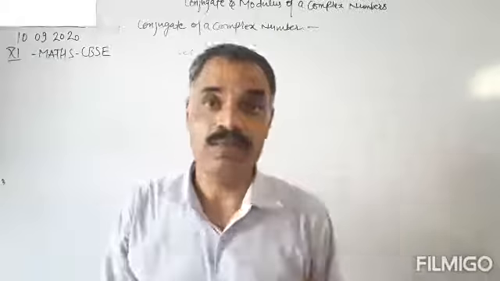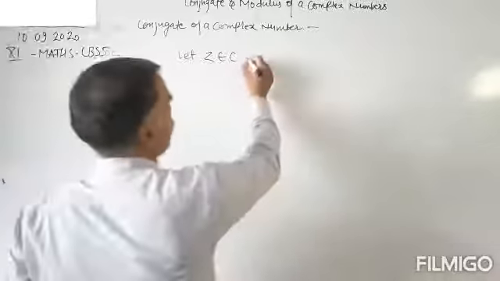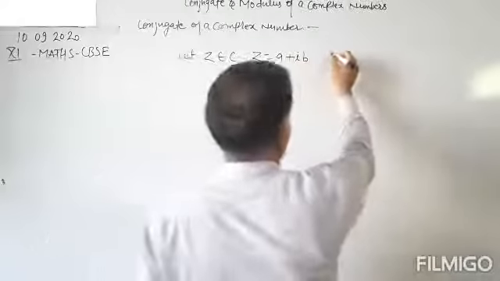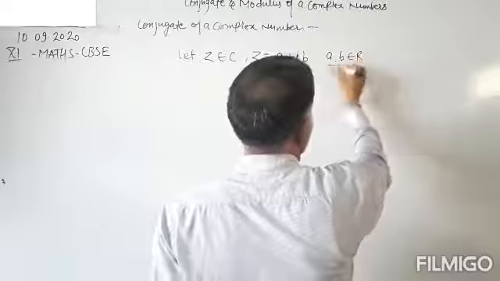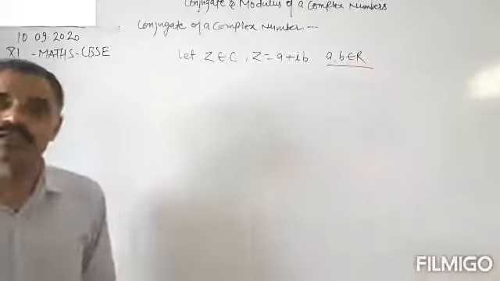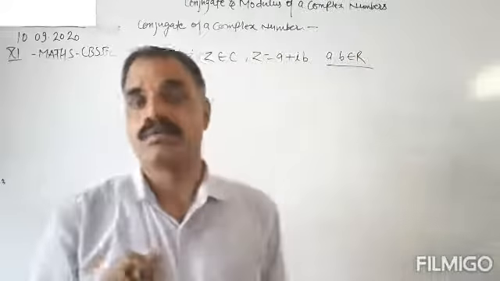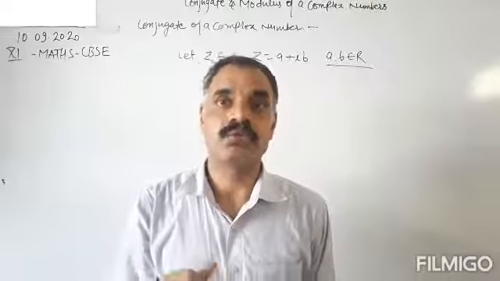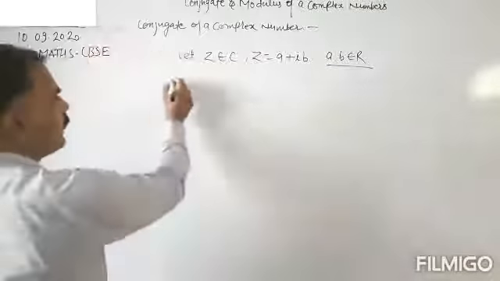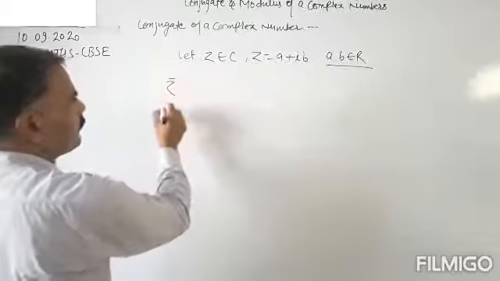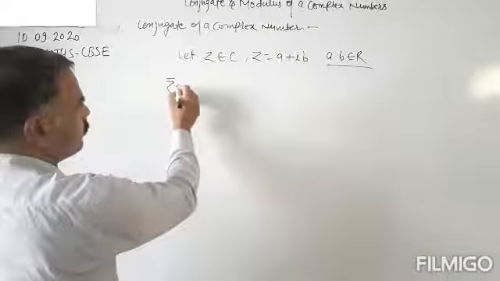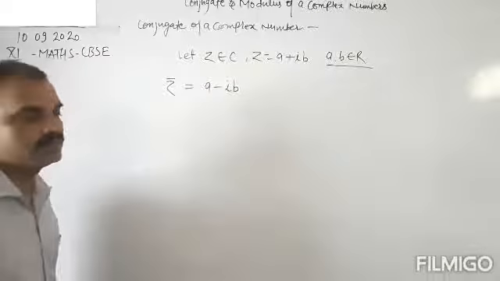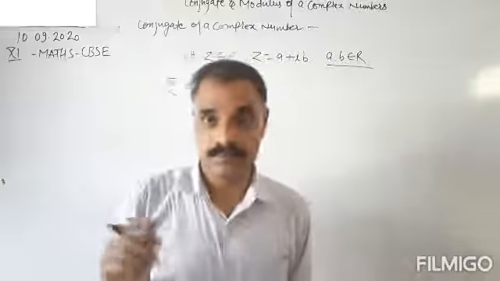Okay, so let z belong to C be any number of the form a plus iota b, where a and b belong to the set of real numbers. Now what is the conjugate of a complex number? The conjugate of a complex number is denoted as z bar, and this is equal to a minus iota b.